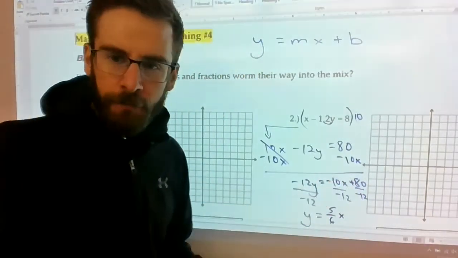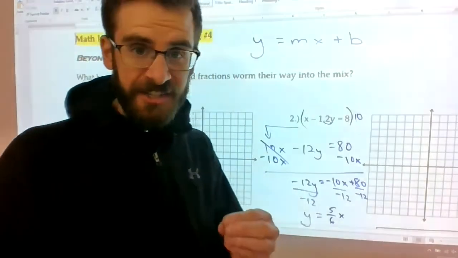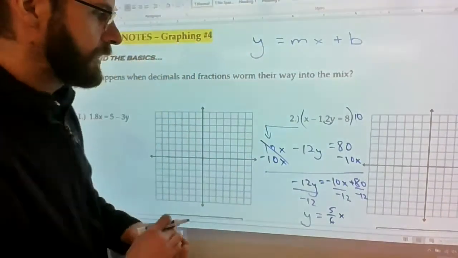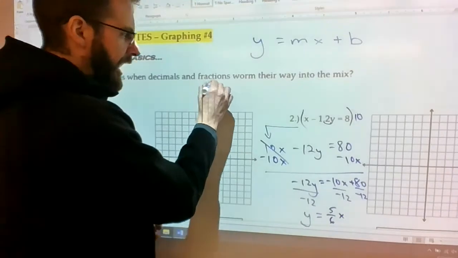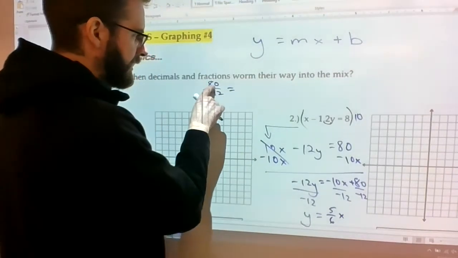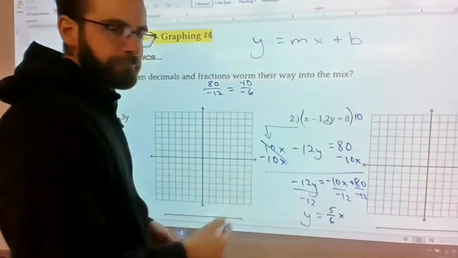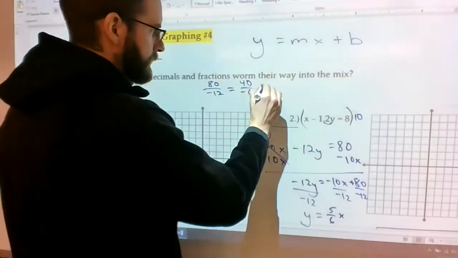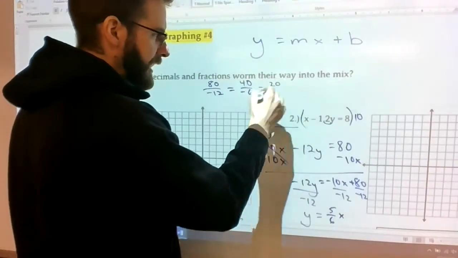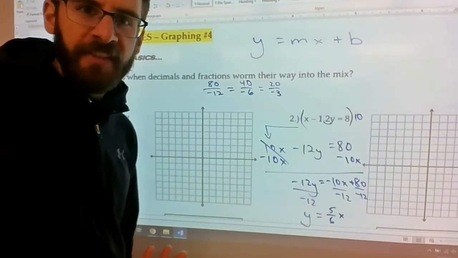And then for 80 over 12, I probably want to turn that into a mixed number if at all possible, since it is the b value. It's the starting point. But maybe reducing the fraction before that would be wise. They're both even, so I can cut them in half. 80 divided by 2 is 40. 12 divided by 2 is 6. Still even. Half of that is 20. Half of that is 3. All right, so this is a little easier to actually find the mixed number.